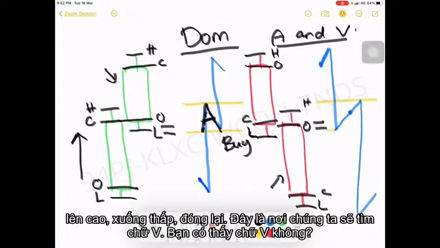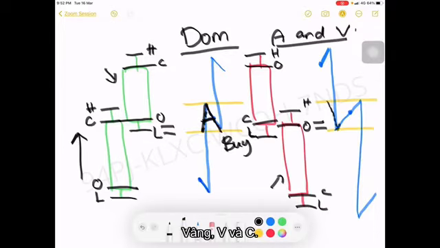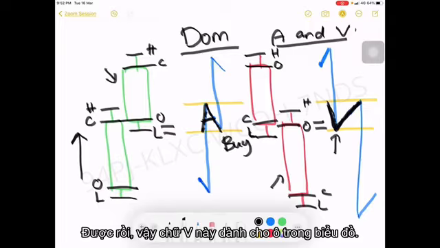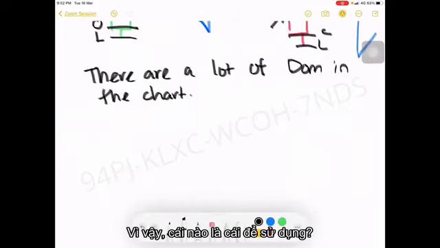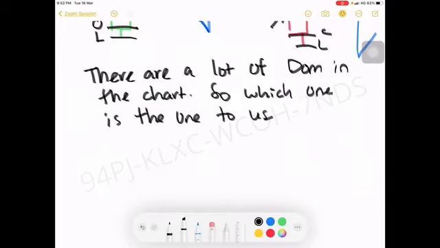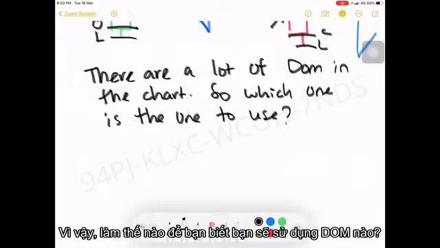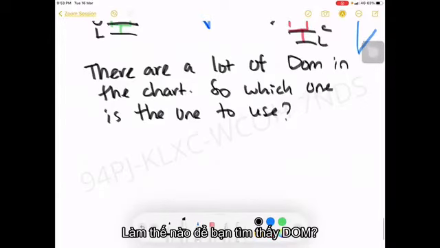This is where we are going to find the V. Do you see the V? Yes, V and V. You see V here? Yes, I see. So this V is for sell in the chart. So which one is the one to use? How do you know which DOM you are going to use? How do you find the DOM?